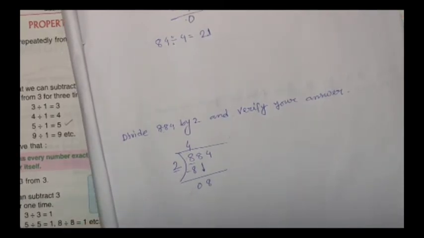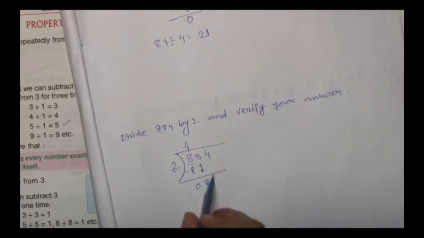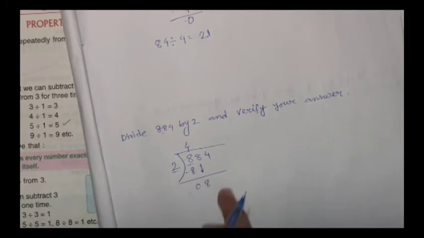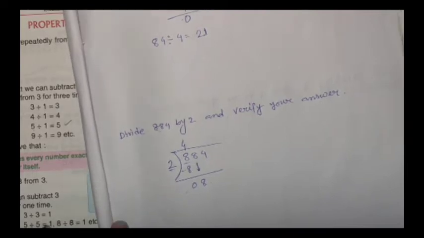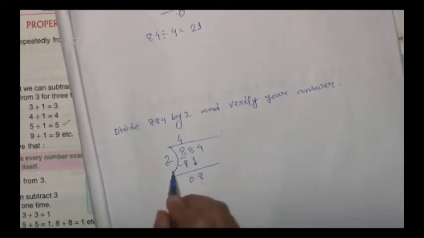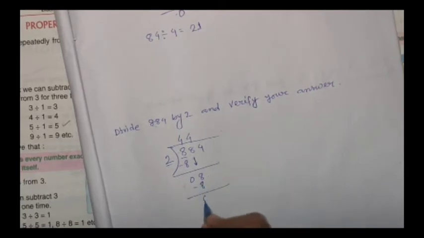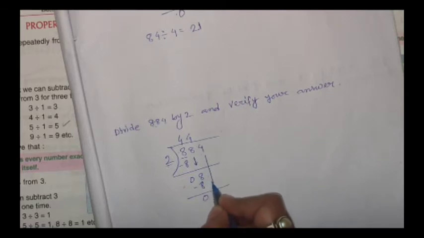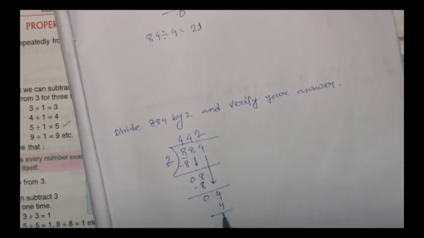Now we need to put down this 8. So remember this, we cannot put down two digits together. We have to bring them down one by one. Okay, so now you need to divide this 8 by 2. So 2 4s are 8. Next 8 minus 8 is 0. Now we need to put down this 4. 2 2s are 4.